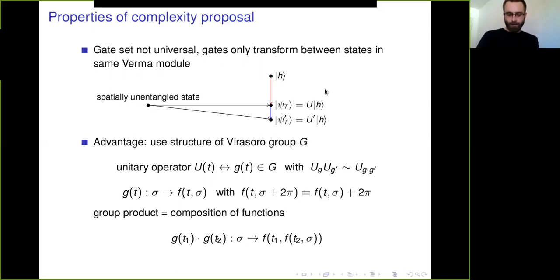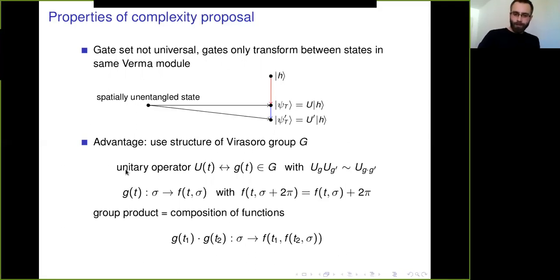And this can easily be computed using holographic complexity measures and then compared to the result that is obtained here. So one can actually find a comparison to holographic complexity measures, even if one considers only a part of the full gate set. And a particular big advantage of using conformal transformations is that these conformal transformations form a group, and then one can use the structure of the Virasoro group to simplify calculations a lot.